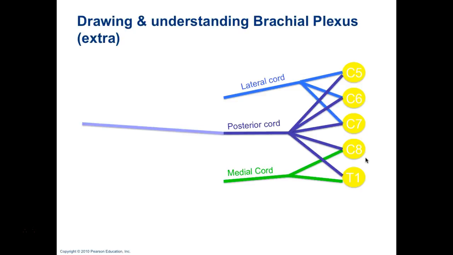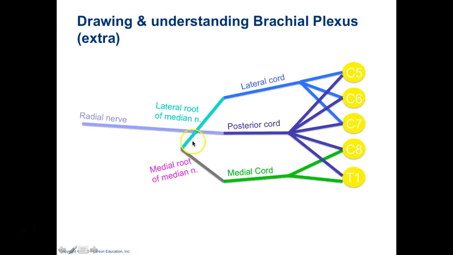Then your posterior chord is going to give rise to one of the nerves I want you to know for your practical exam, your radial nerve. And your lateral chord and medial chord are going to create roots. So they come together, and we call this first branch over here your lateral root of the median nerve, and this one is your medial root of your median nerve. And then that, of course, creates the actual median nerve.